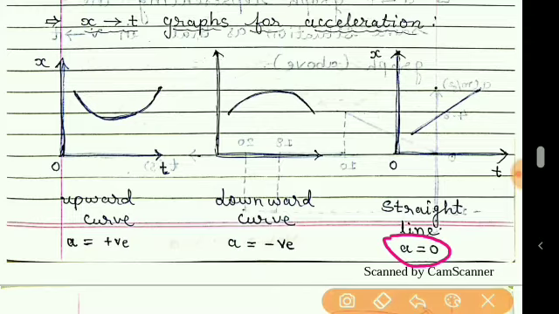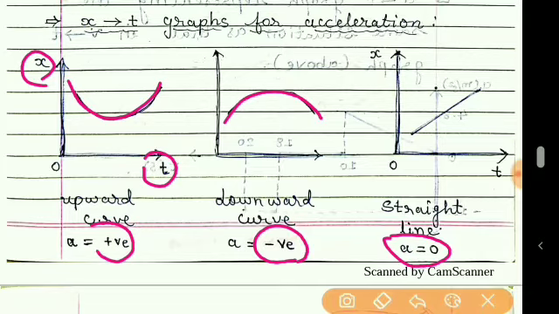And if the position-time graph is a downward curve, then the acceleration will be negative. And if the position-time graph curves upward, then acceleration will be positive, meaning velocity goes on increasing.